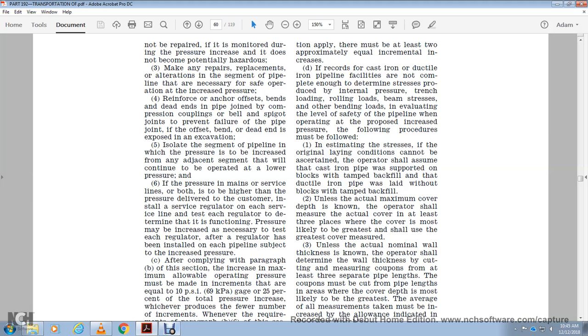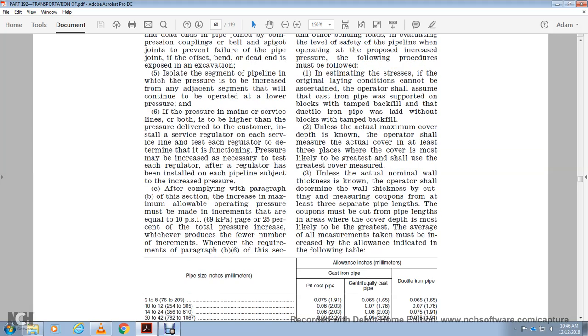If the pressure remains within the limits for the service line, the higher pressure is delivered to the customer. At each service line and service regulator, test each of the regulators to determine the function of the pressure, which may be increased as necessary. Test each regulator after it has been installed on each of the pipelines with the increased pressure.